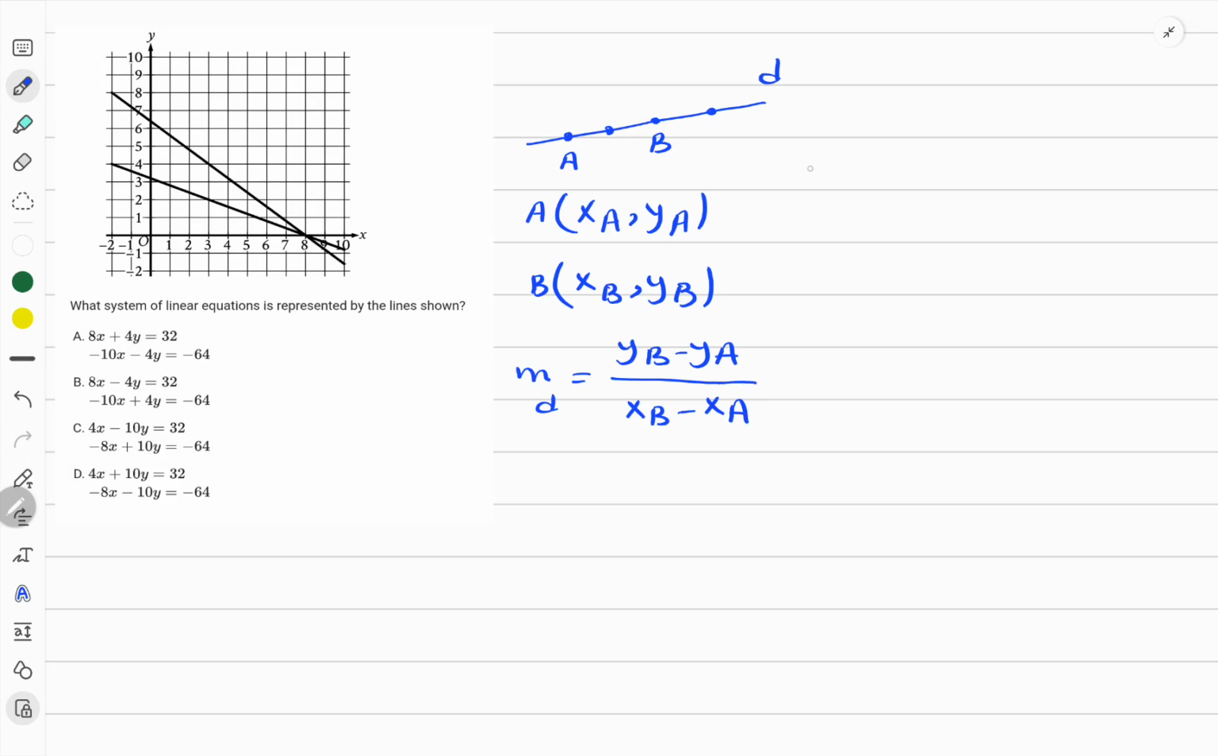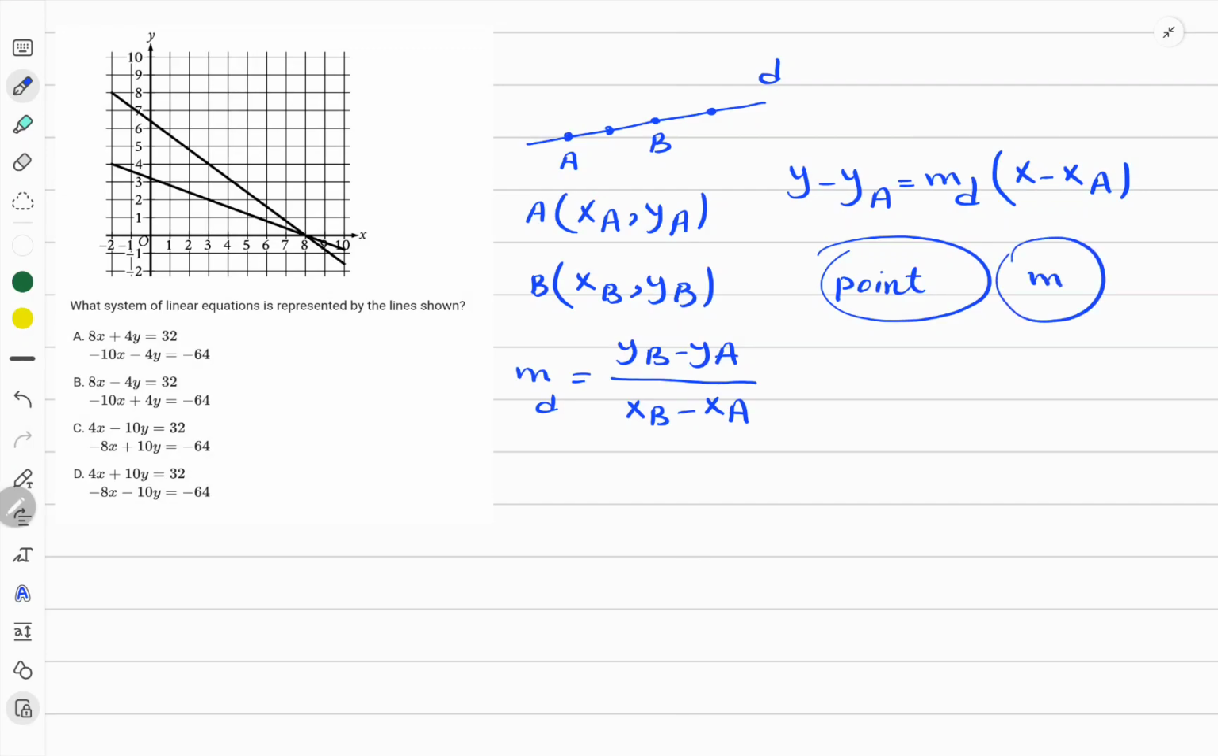And then follow this formula, y minus ya equals the slope times x minus xa. In fact, for writing an equation of any straight line, you just need a point, the coordinates of a point, and the slope of that. Okay, by knowing this information, you will be able to solve this question. So let's jump into that.